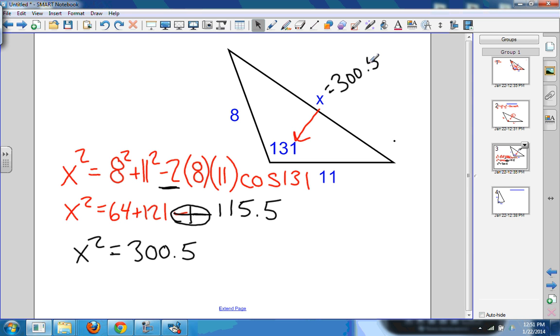So is this side equal to 300.5? That doesn't look right. We have a triangle that is 8, 11, and 300.5. That's not going to make a triangle. The problem is we have this x squared here. And what we're looking for is x.